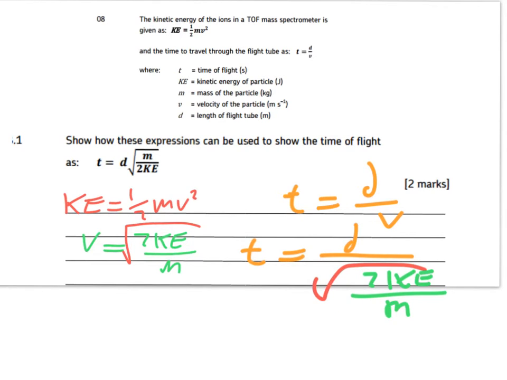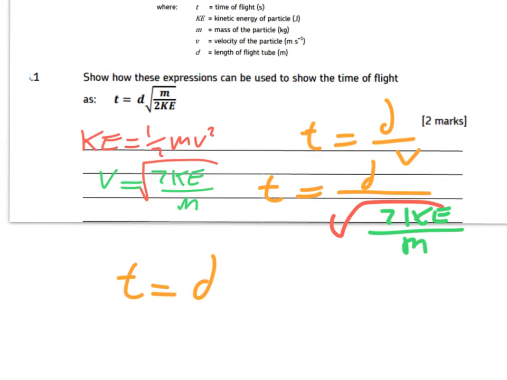What you can do, when you divide something which is also a division, it's the same as multiplying it, but you flip the denominator and the numerator. So we've got d times the square root, and because we're putting it times, we have to flip, so m becomes on the top, and the 2ke goes on the bottom. And there you go, we've now got to this equation. So to get the marks here, you have to go through these steps.